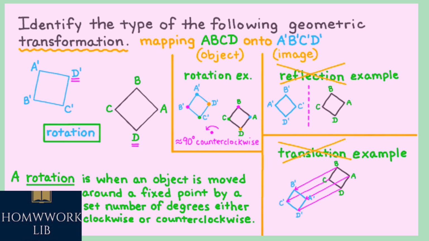Through our reasoning, we have shown why this transformation cannot be a reflection or a translation. Then we showed how ABCD could be mapped onto its image by rotating a set number of degrees about a point. We note that all geometric transformations should preserve the dimensions of the object. We conclude that the transformation that best represents the given figure is a rotation.